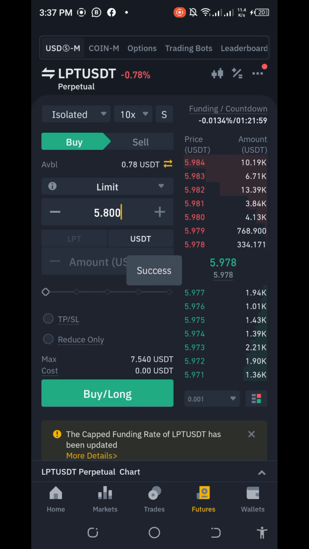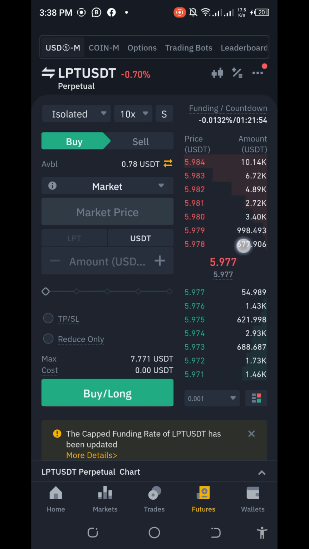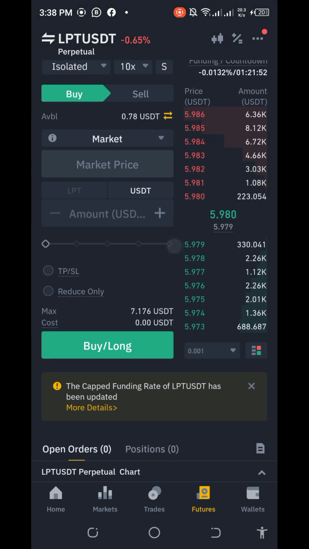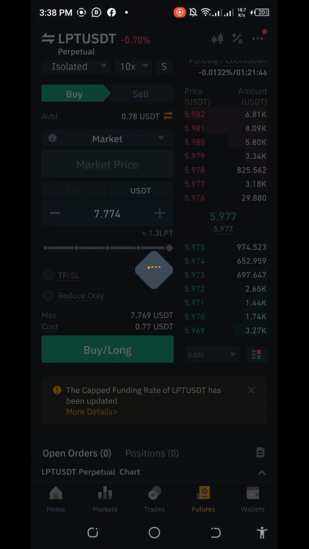So that is that. Now let's use a market order and see this market order here. I'm entering with this market order, this market price. I'm entering here using this market price. So I'm going to buy it now.